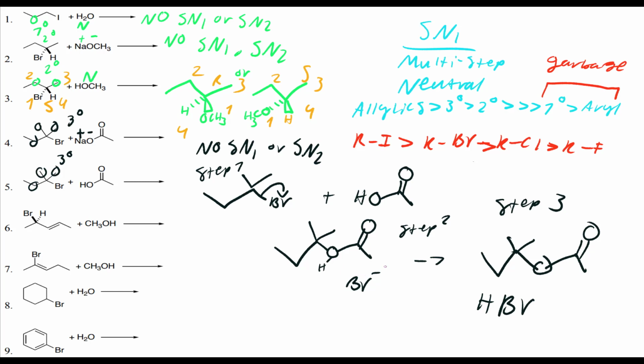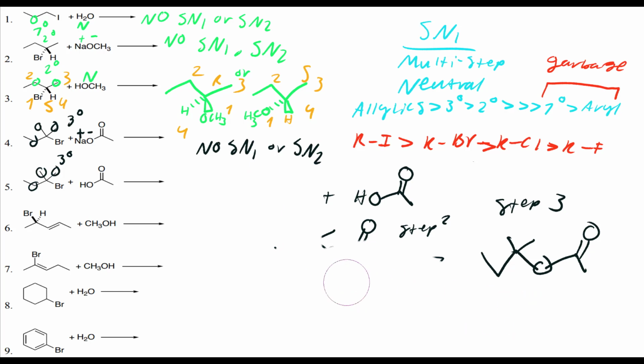And so that bromine is going to merge with that hydrogen, and they're going to make HBr, and that oxygen now has 2 bonds, which is very good. And that's the SN1 reaction for that problem. I hope you understand SN1 reactions just a little bit better than what you did yesterday, right?